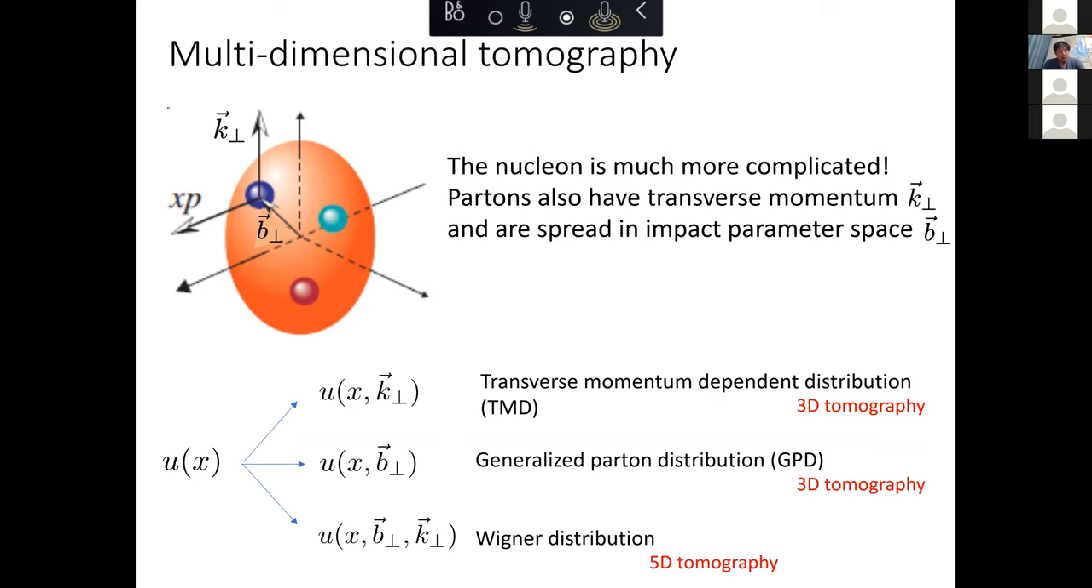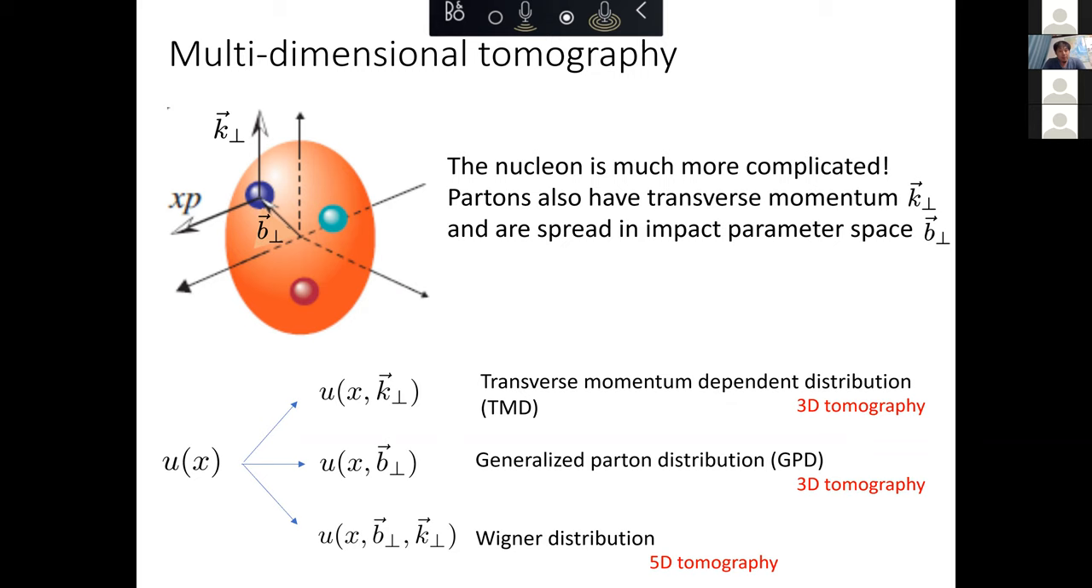Starting from the PDF, you can add the k perp dependence, then you get the transverse momentum dependent distribution, the TMD, which gives you a three-dimensional tomography of the nucleon and the nucleus. Or you can add the b perp dependence, the impact parameter position dependence, and then you get the generalized parton distribution, the GPD. It also gives you a three-dimensional tomography. Or you can even add both b and k, and then you get the Wigner distribution function. That's the ultimate PDF, which contains all the information about the single parton distribution in the nucleus. This Wigner distribution function is the topic of the second part of this talk.